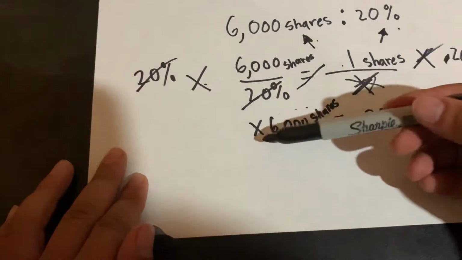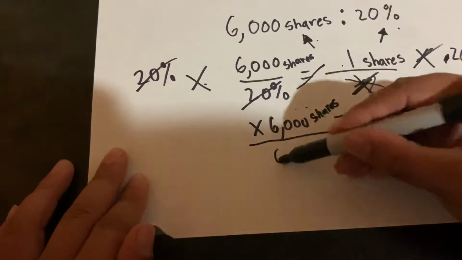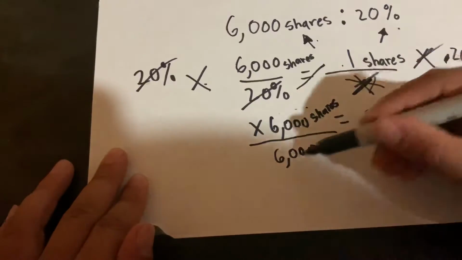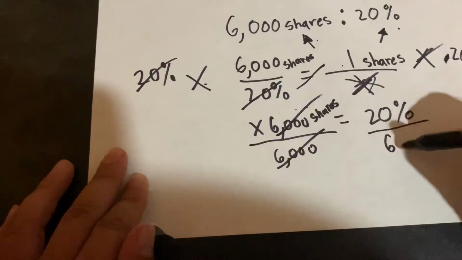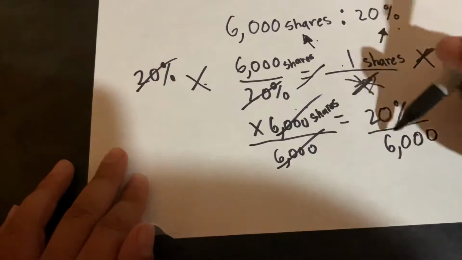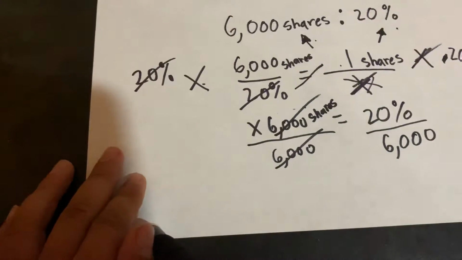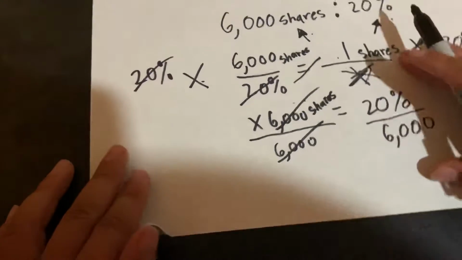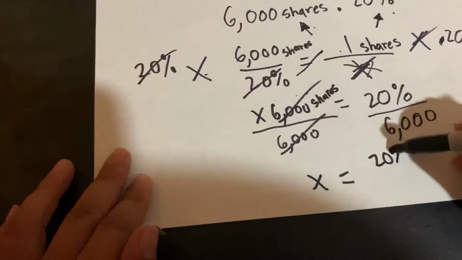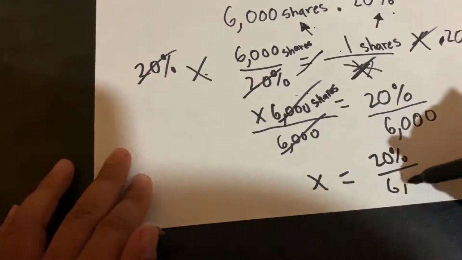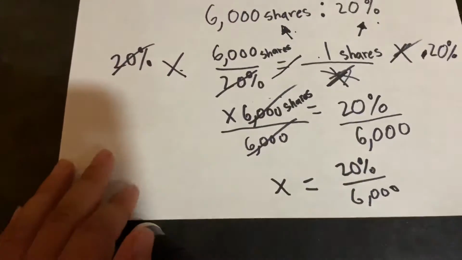So now comes the division part. Well, you can see that the opposite operation of multiplication is division. So I'm going to divide by 6,000. And that's why it cancels out. And then now you can see why we have to divide by the 6,000 with the shortcut that most math teachers will teach you. And now you end up with X equals 20% divided by 6,000. I'm running out of space, so I will need a new paper.